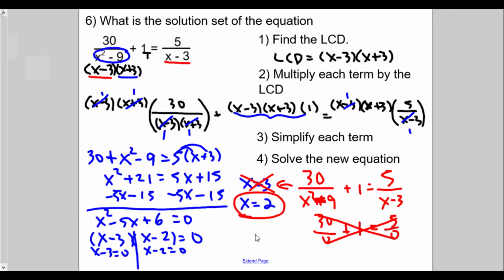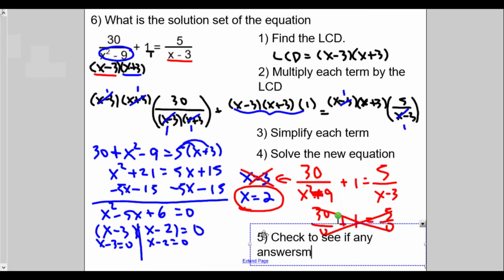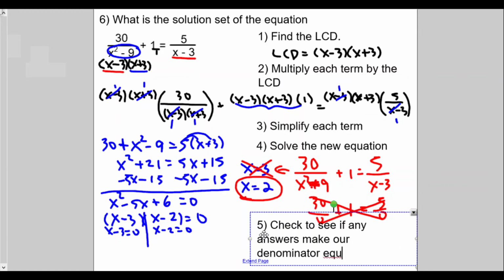So the last step in this case, step 5 here, is to check to see if any answers make our denominator equal to 0. Okay, that's the key thing. That's the last thing we have to check. So yeah, this is what we have to do.